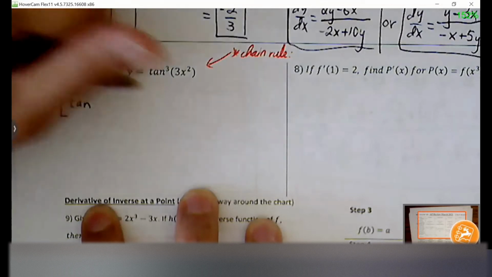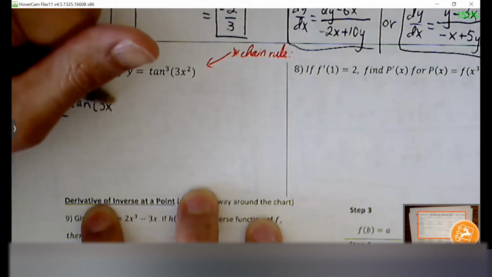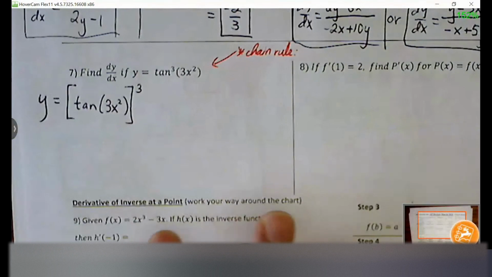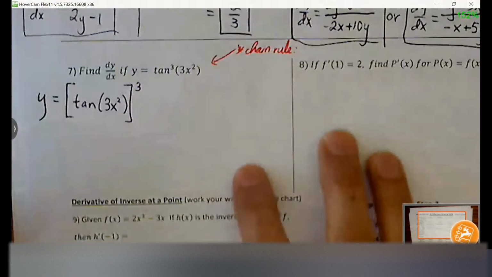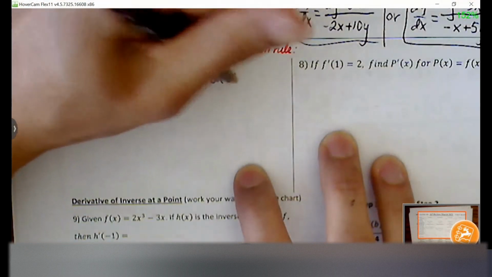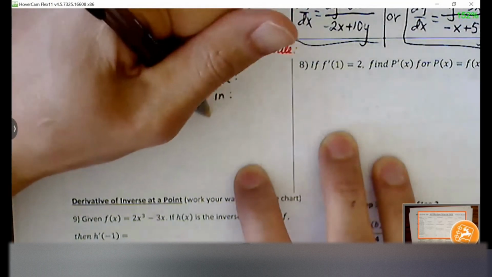So I'm going to use a bracket to differentiate from the parentheses here. So I think this is more helpful, right? Because you can just think of it as, okay, there's a bracket, there's a trig, and there's a parentheses, and that's going to help me identify the different parts of my function.